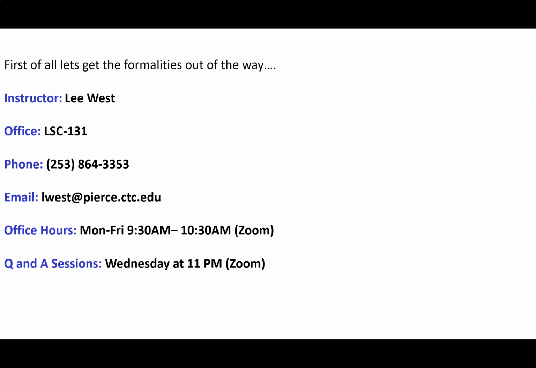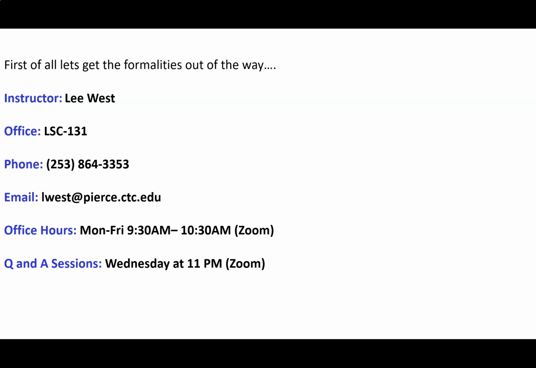So, my name is Lee West, as I mentioned. I have an office which is in the Library and Science Building, room 131. You won't be able to access me there for probably the whole of the quarter, being realistic, but it's worth letting you know where my office is. I have a phone number. You can phone me and leave a message there for me. I have an email address. You can either contact me in text via email, or you can send me a Canvas message. Either way works just fine.